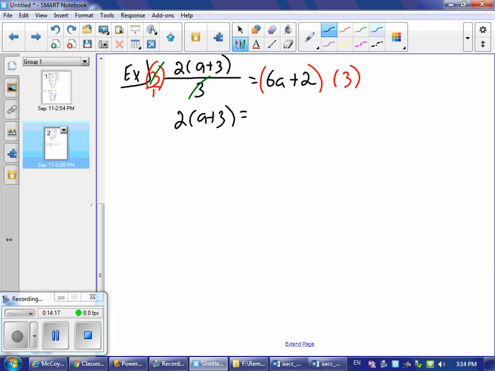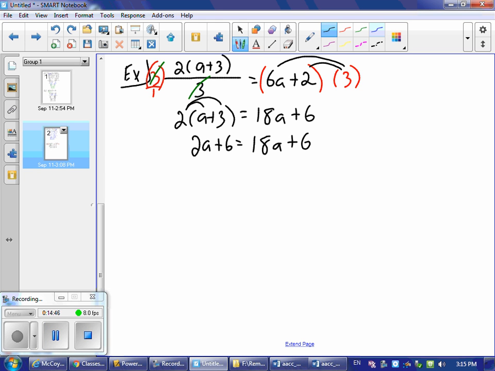On the right-hand side, I have to remember to distribute the 3 to both terms. So 3 times 6a is 18a. 3 times 2 is 6. I'm going to distribute on the left: 2a plus 6 equals 18a plus 6.